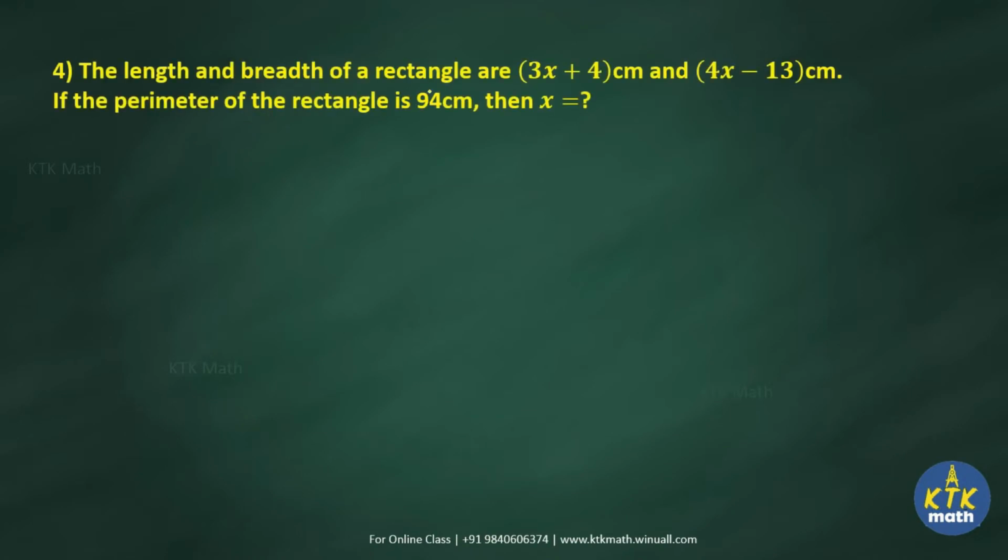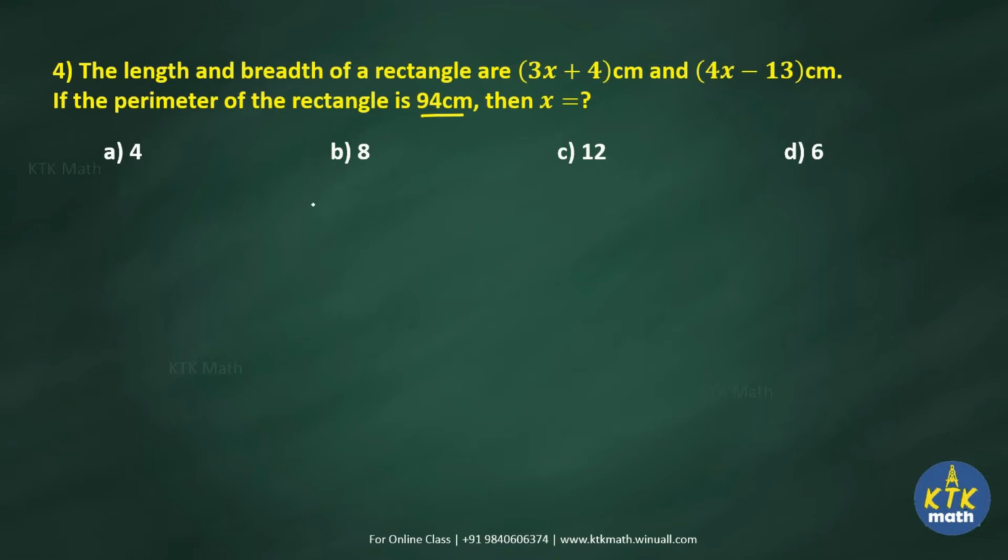The length and breadth of a rectangle are 3x plus 4 centimeter and 4x minus 13 centimeter. They're using algebraic expressions to represent length and breadth, and we need to find the x value, as the perimeter is given. So we are going to frame one equation here. It's going to be a linear equation.